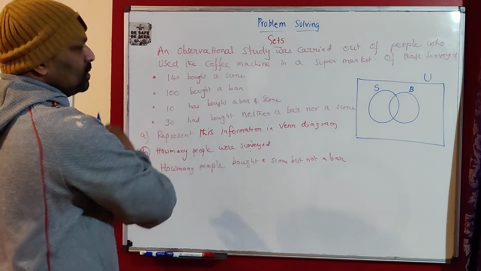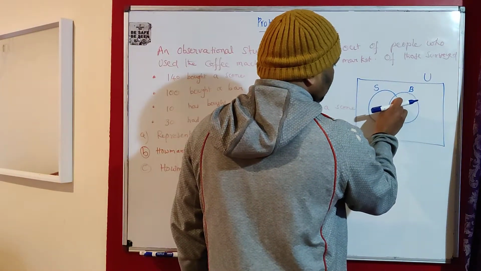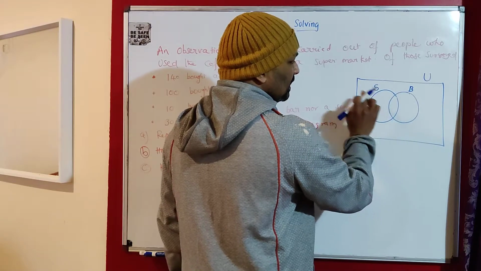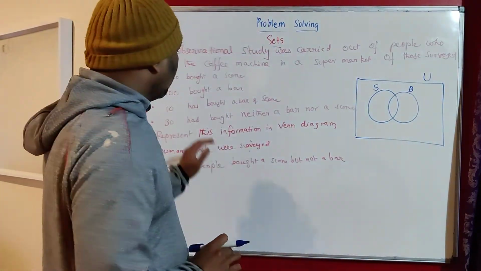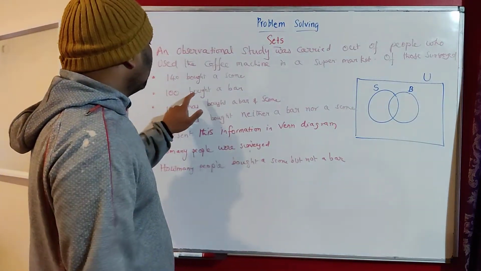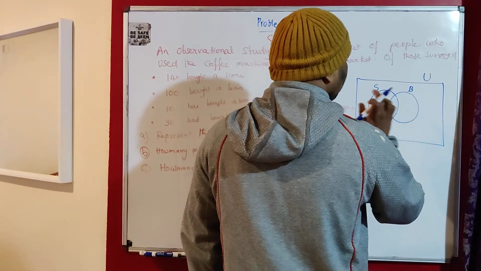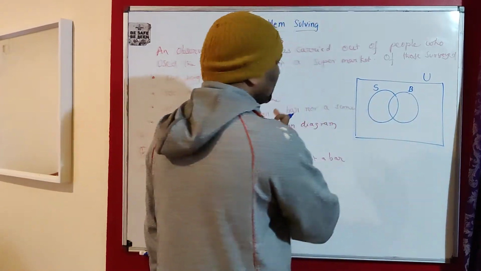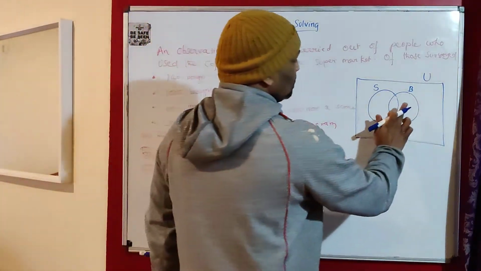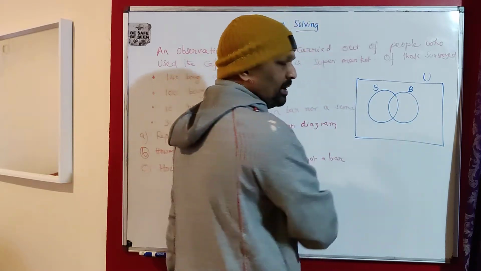Let's read this again. 140 bought a scone, which means that 140 should be distributed here and also in the common portion, the overlapping area. 100 bought a bar, so 100 people should be distributed here and in the overlapping area. How much goes in each is not clearly given, but together the sum of these two should be 100.